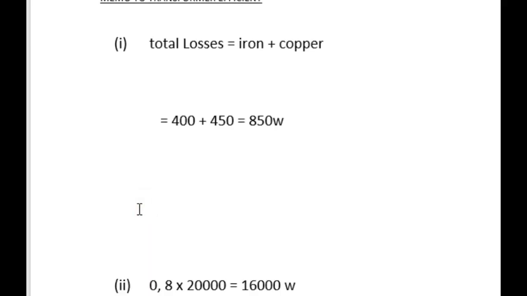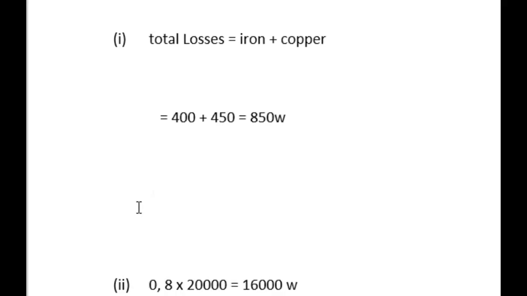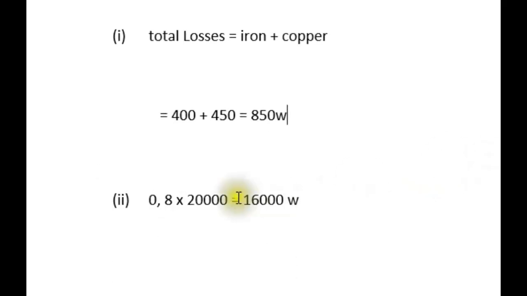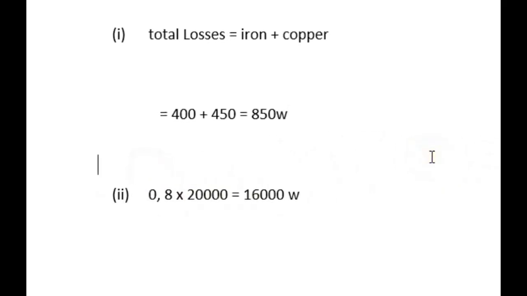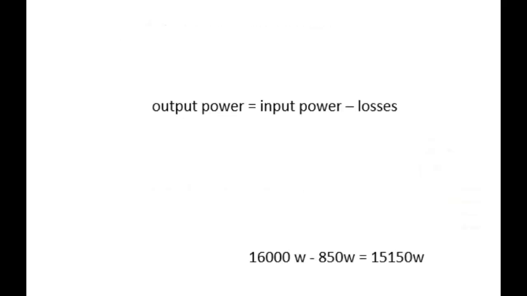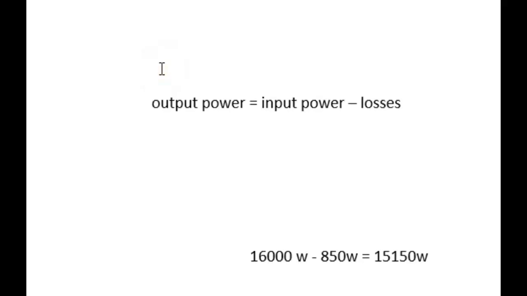Question number 2 is still moving on, and we have to find the output power. Output power is equal to the input power minus the losses. Our input power was 16,000 watts, minus the losses, which you calculated in number 1, 850, and this will give us an answer of 15,150 watts.